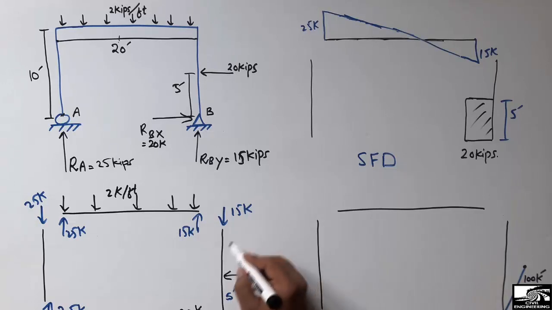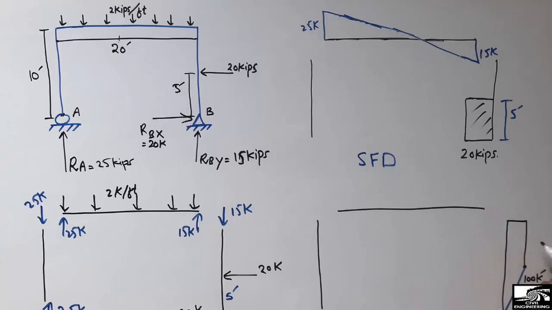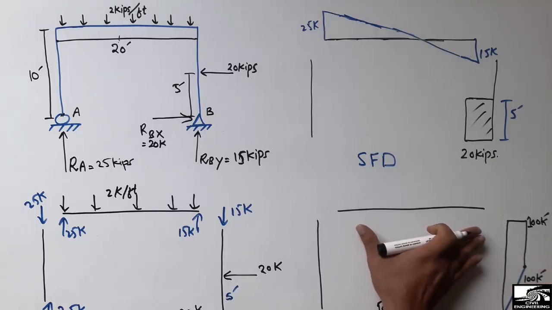Now there is no load to create a moment, so a similar moment will be going through the column. So 100 kip foot moment also at the upper end of the column. So this is the bending moment diagram for the frame, but this is only for the column.